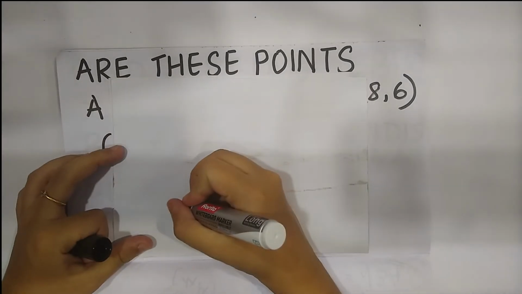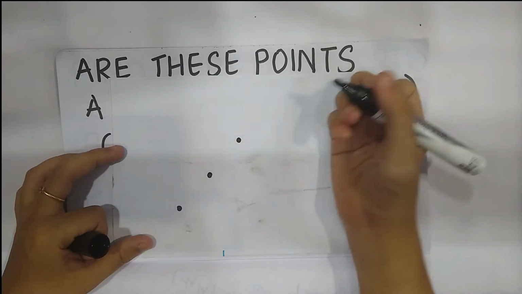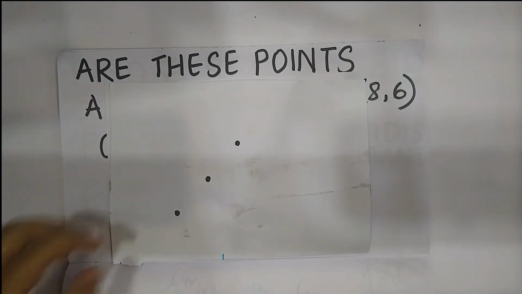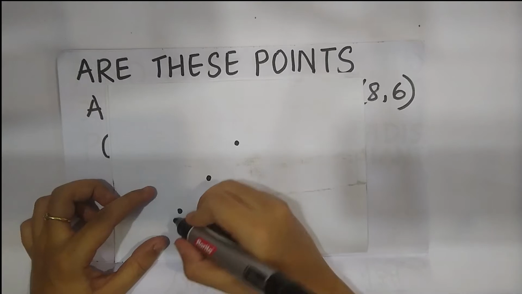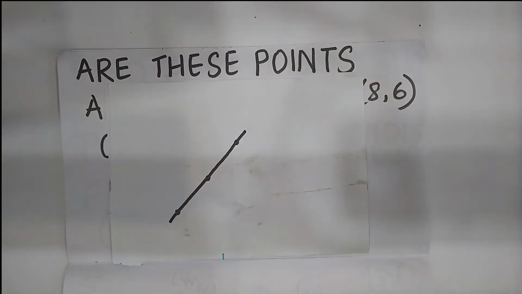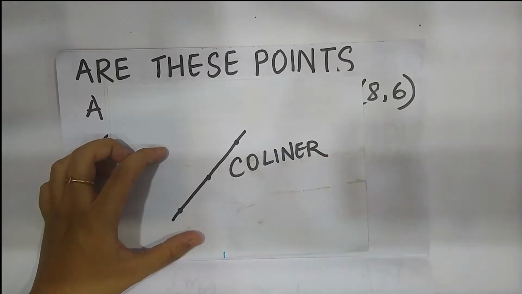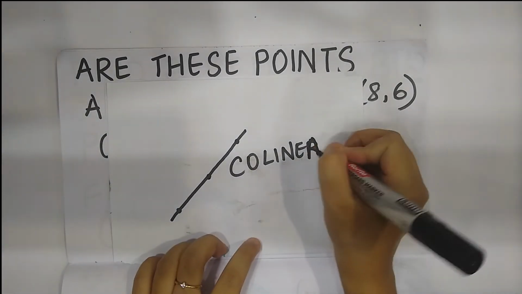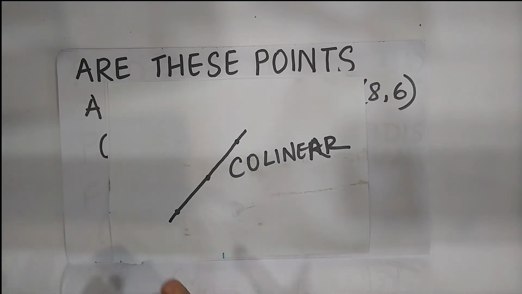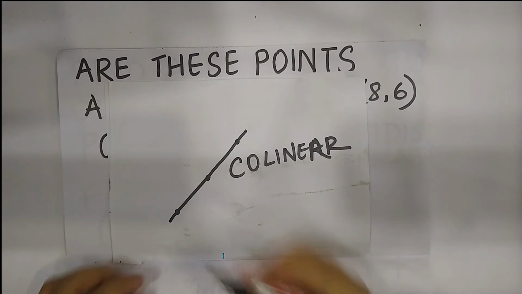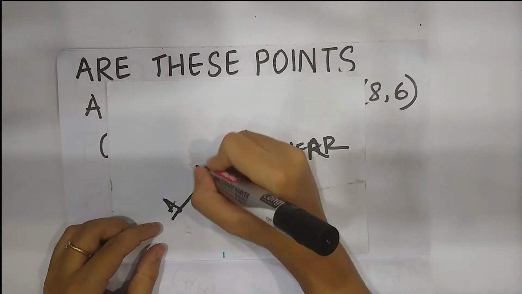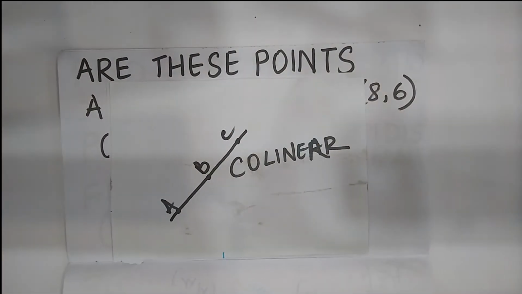If I place any 3 points or more than 3 points, in this case I'm just taking 3 points, and these 3 points pass through the same straight line, so if these 3 points are a part of the same straight line, then they are called collinear. So if 3 or more than 3 points lie on the same straight line, then it is said to be collinear. Let me give this point as A, B and this is C.